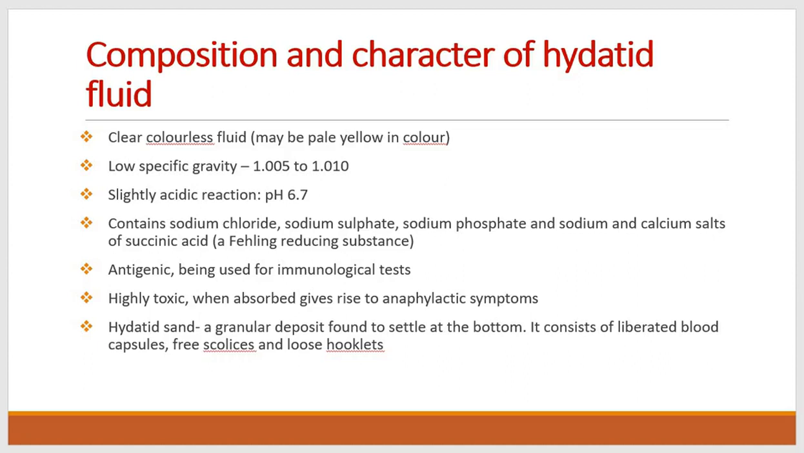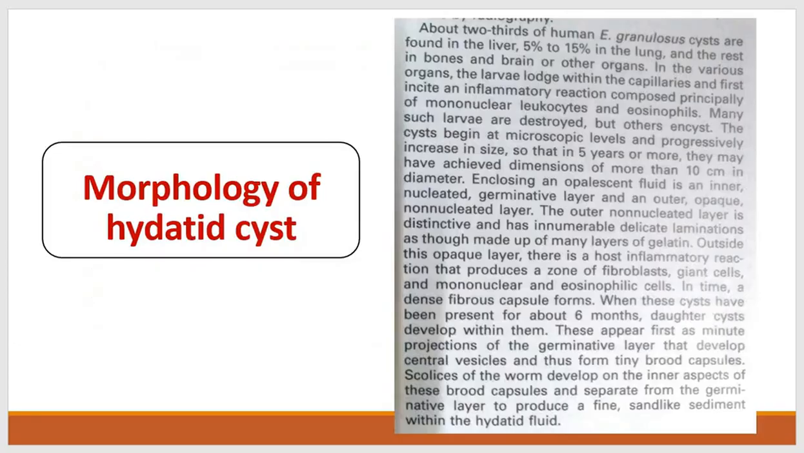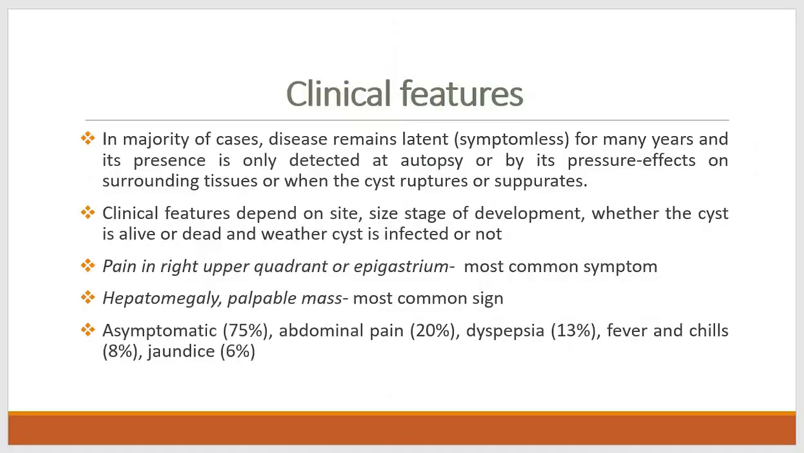And hydatid sand is also there, a granular deposit found to settle at the bottom. This consists of liberated blood capsules, free scolices, and loose hooklets. Now, this is in brief about the morphology of the hydatid cyst from Robbins' pathology book. If you are curious enough, you can go through this also, in brief.